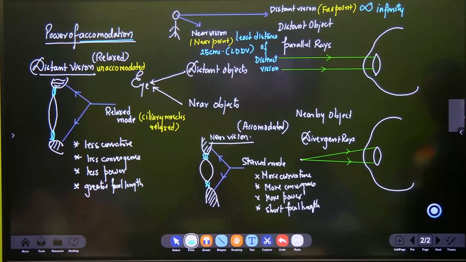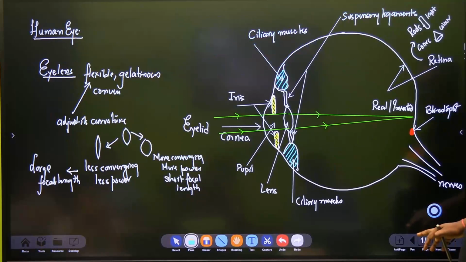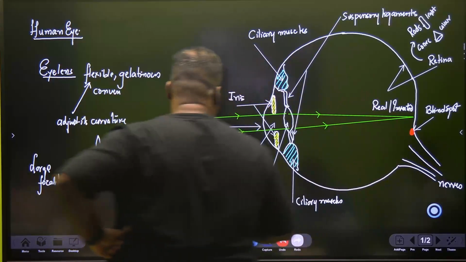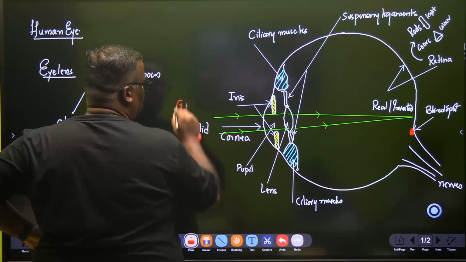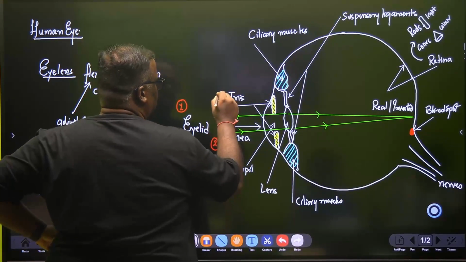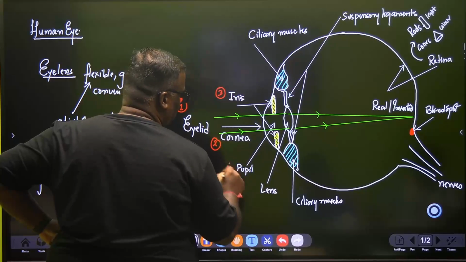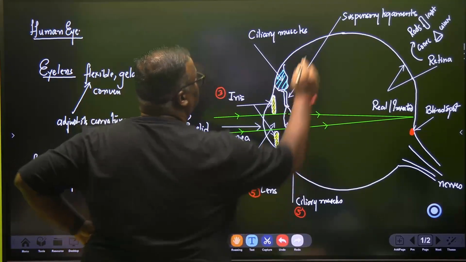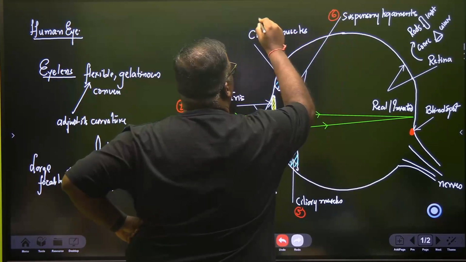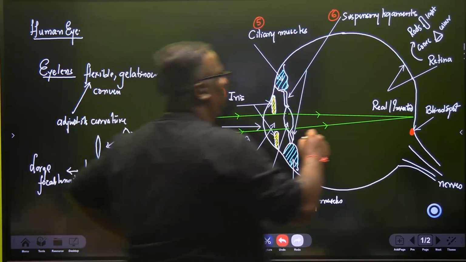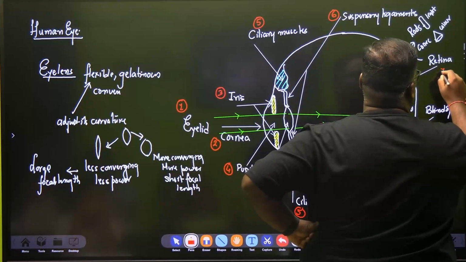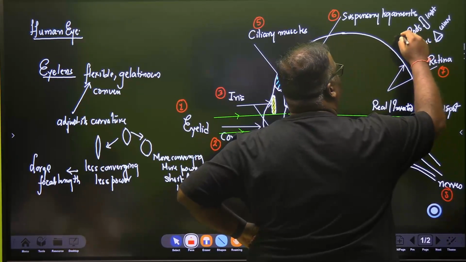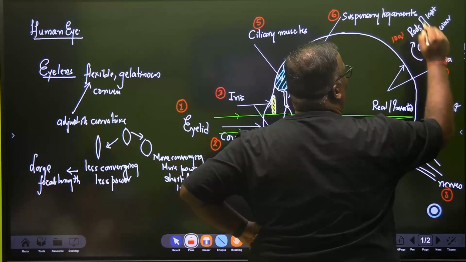Are you fine with, if I go back to this slide, all these items? If I name them, it starts from eyelid. This is number 1, then cornea, then iris, then pupil, then lens, then we have ciliary muscles, then we have suspensory ligaments. After that, we need to know 6, 7, the retina, the blind spot, the ocular nerves, and then 10A and 10B.